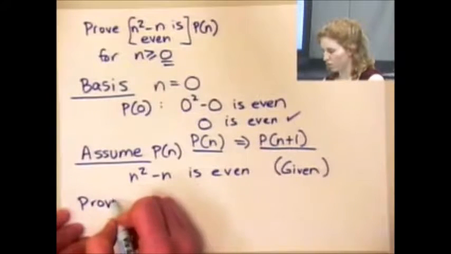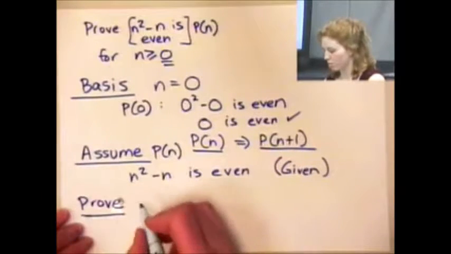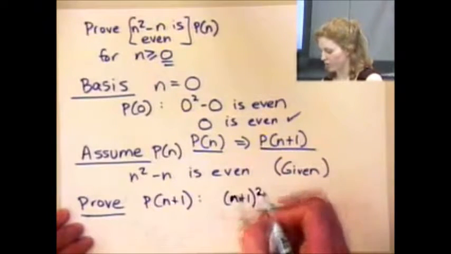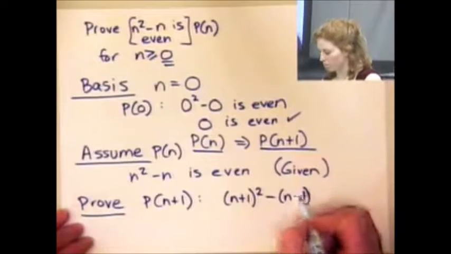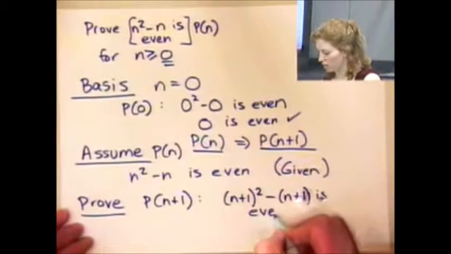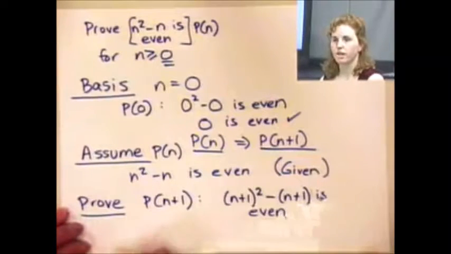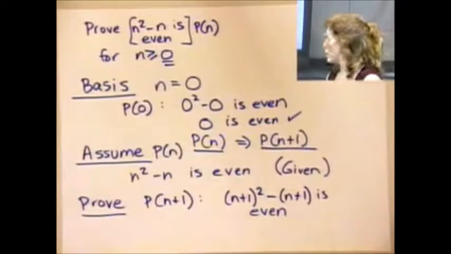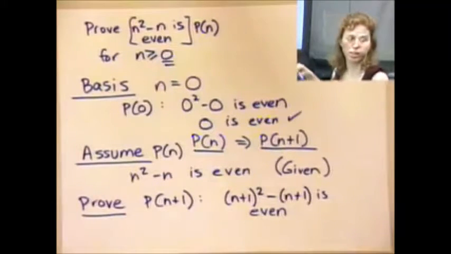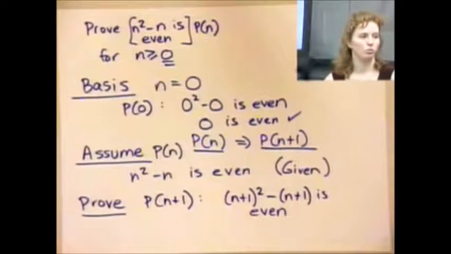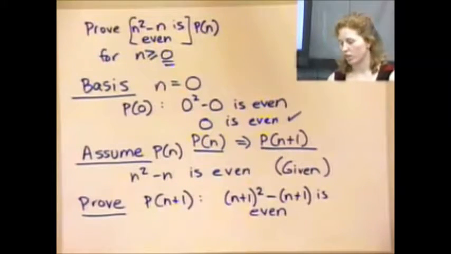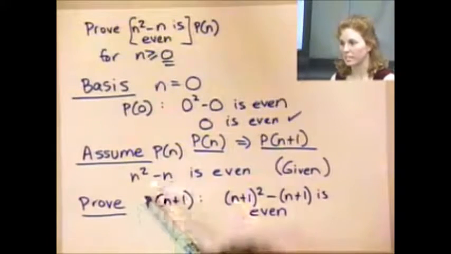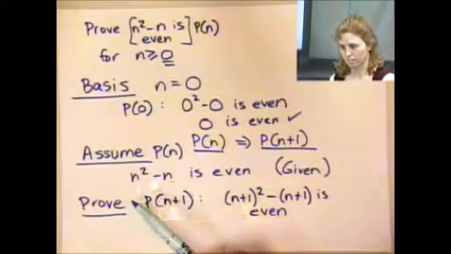And then we need to prove, and I want to see all of these statements written on your paper, p of n plus 1, and that is that n plus 1, quantity squared, minus the quantity n plus 1, is even. Sometimes I'm going to rewrite my proof statement just to make it a little easier to read. But the first time you write it, it ought to be just plugging in. Everywhere you see an n in the assumed statement, you want to put n plus 1 in the proof statement. If you notice, I didn't just add 1 to this p of n. I plugged in n plus 1 in place of n.